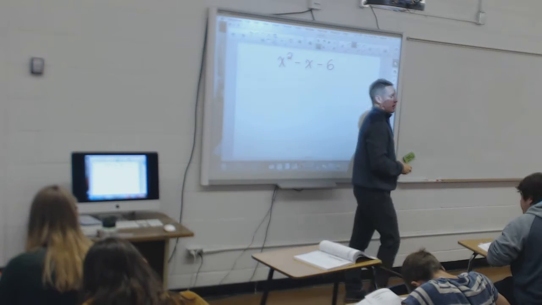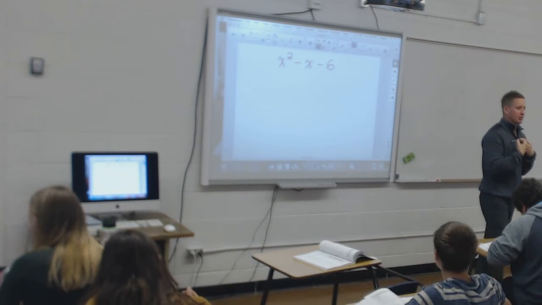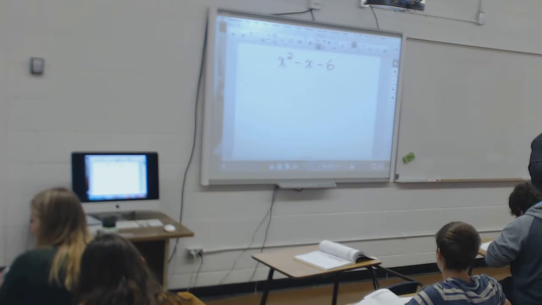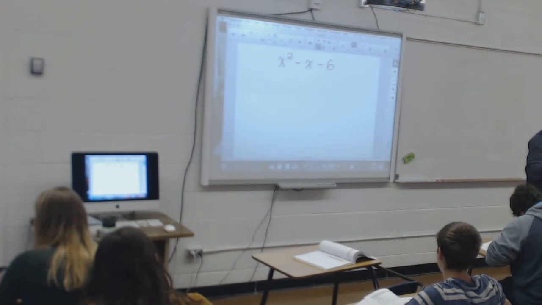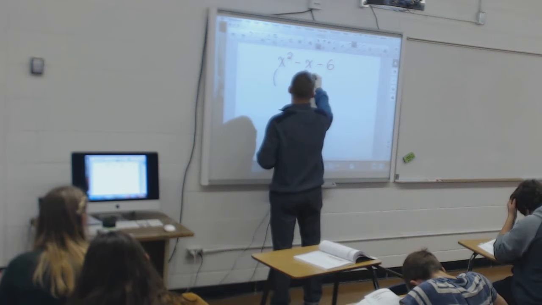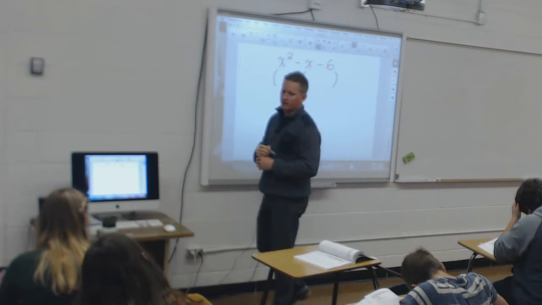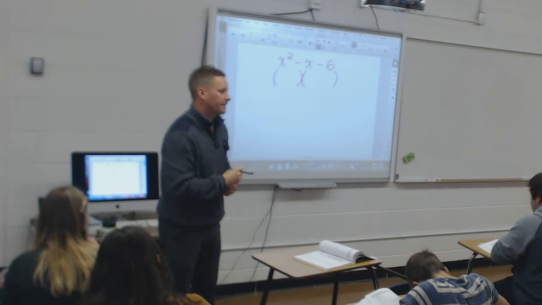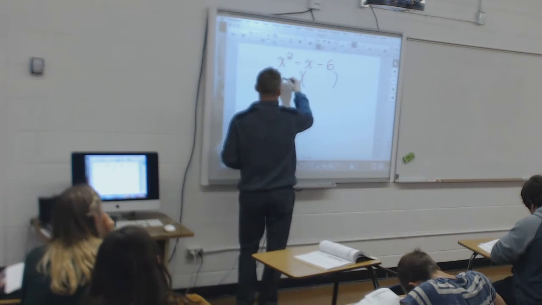Okay. So, what's the first thing I need to establish? What's in front, right? As long as it's a 1, I can approach it this way. So I'm going to put two sets of brackets because I know it's a 1 in front of that x squared. So what are the factors of x squared? x and x.